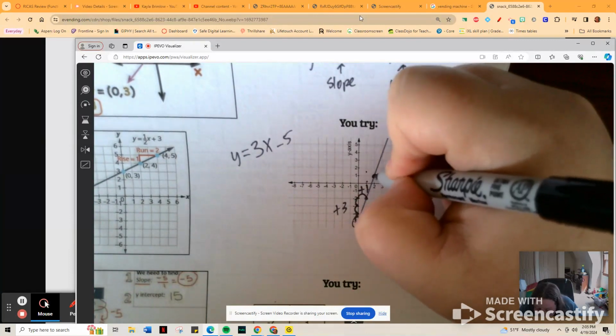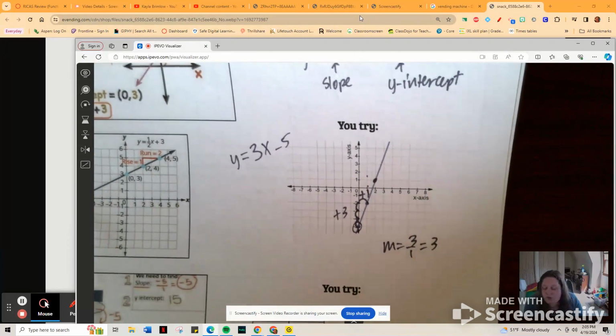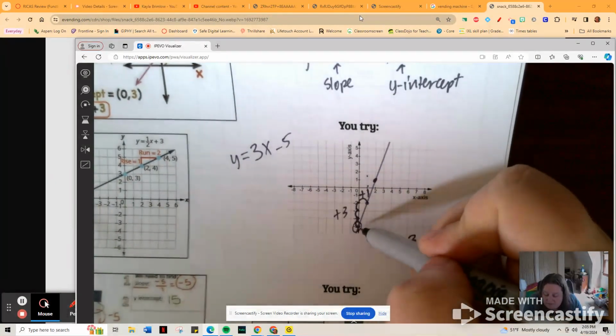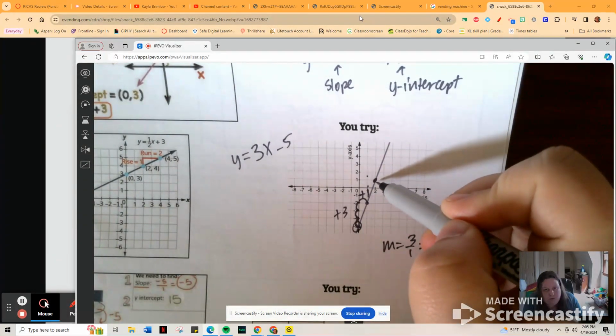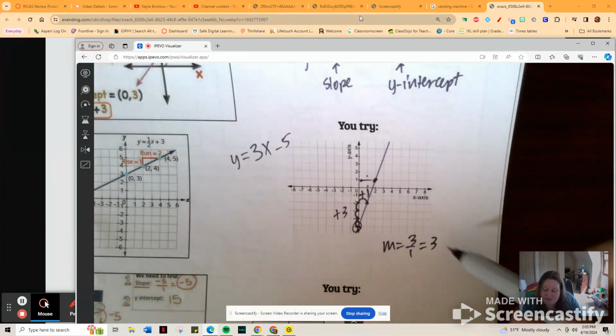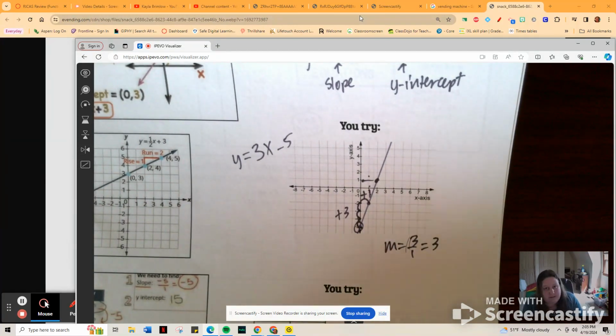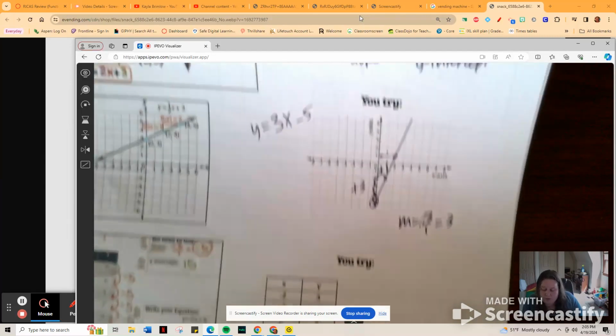So if I go up 1, 2, 3 over 1, there's another point. It doesn't matter what points you use to find slope. I could have even used this bottom one and this one right here. I would have gone up 6 and over 2, but that simplifies to be 3 over 1 or 3. So that slope is the same on your graph if it's linear, okay? No matter what 2 points you use.